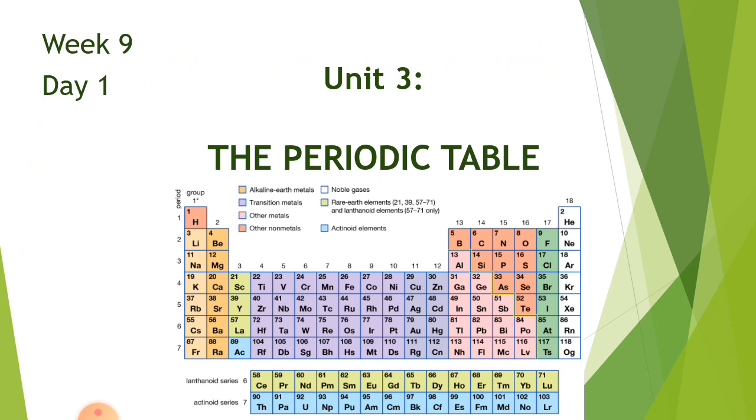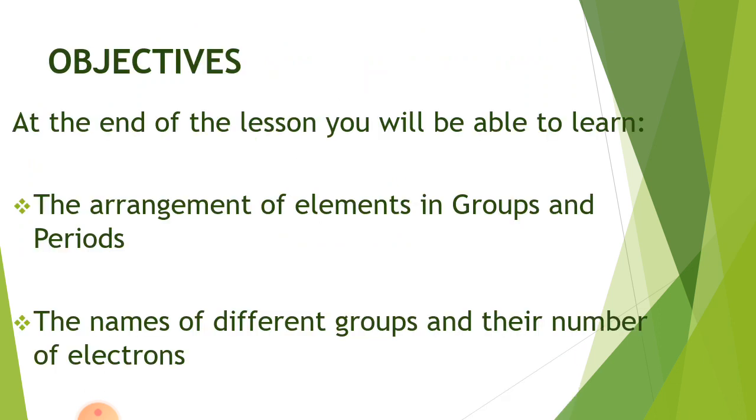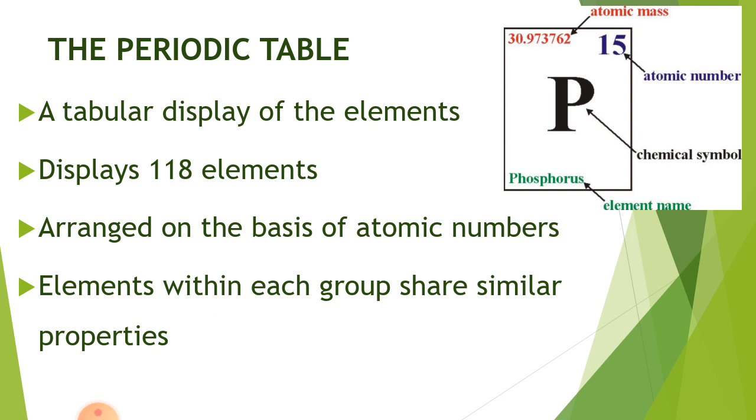As you know, we were studying Unit 3, the periodic table. Now we will proceed further and we will study the elements of the periodic table. At the end of today's lesson, you will be able to learn the arrangement of elements in groups and periods, the names of different groups and their number of electrons.